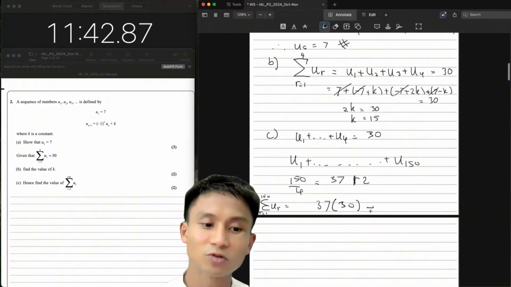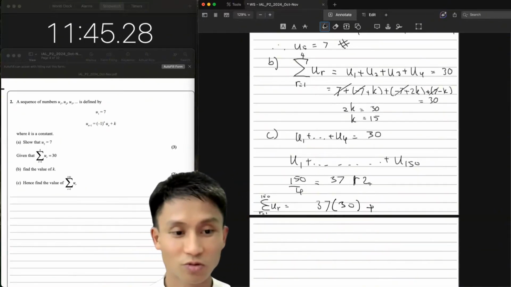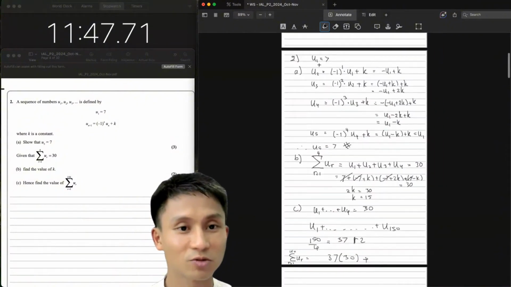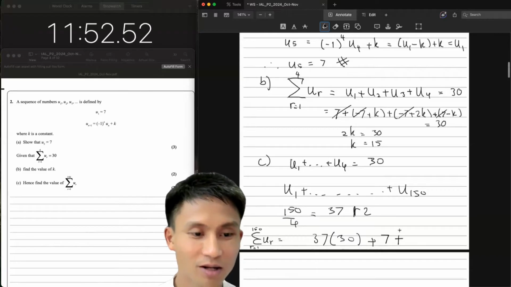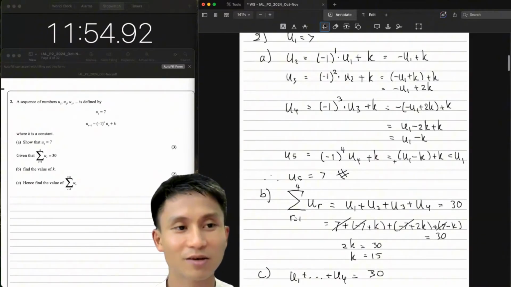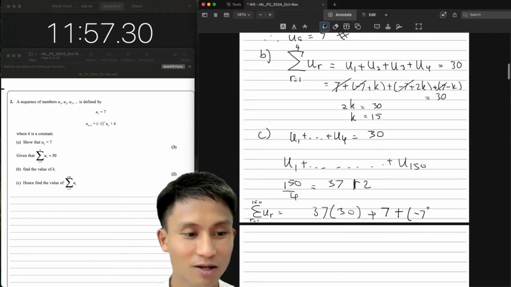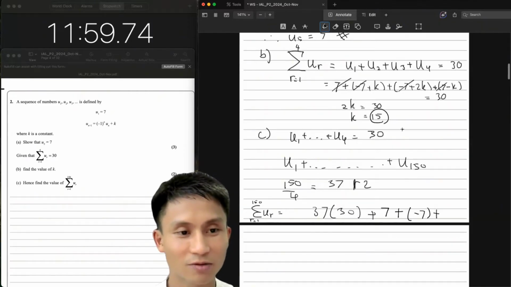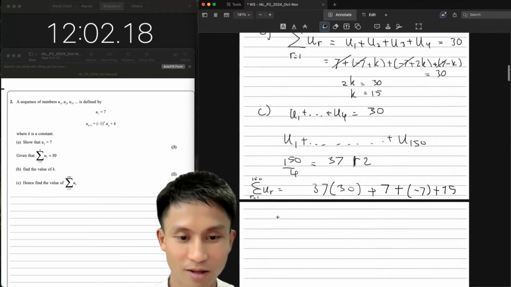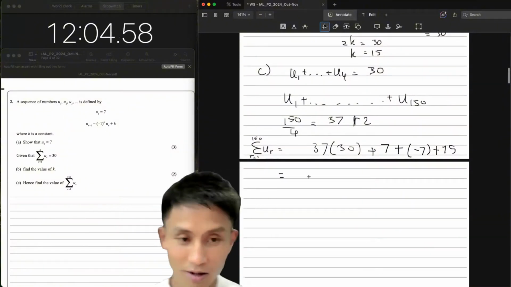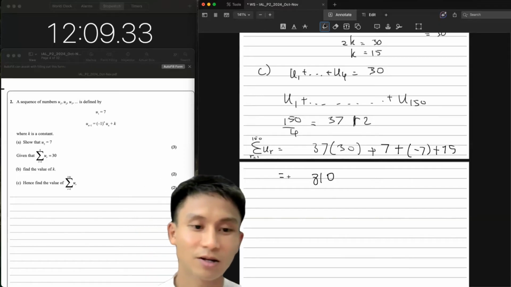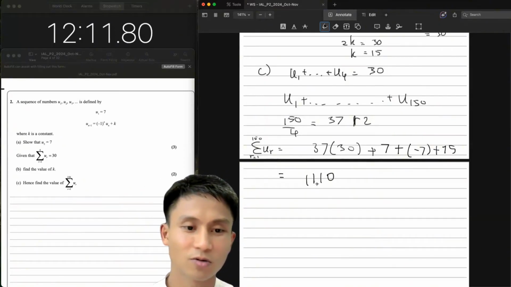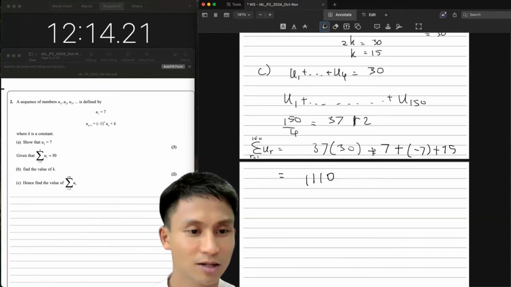And then the remainder of 2, so the remainder would be the first 2 terms, which is U1 and U2. So U1 being 7, and U2 would be minus 7 plus k, where k is 15 from the previous part. So that is 0, 1, 2, 8, right? No, hang on. 0, 1, yeah, so that's it. This is canceling out, and we get 15 there.